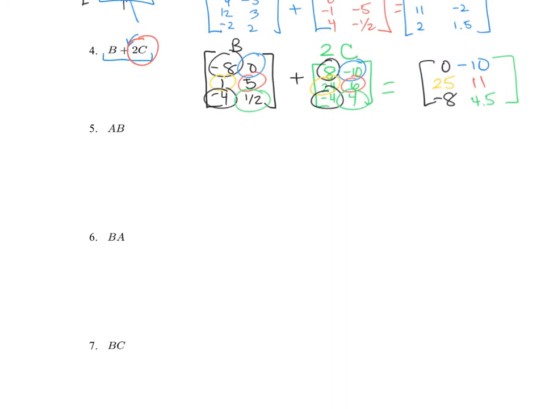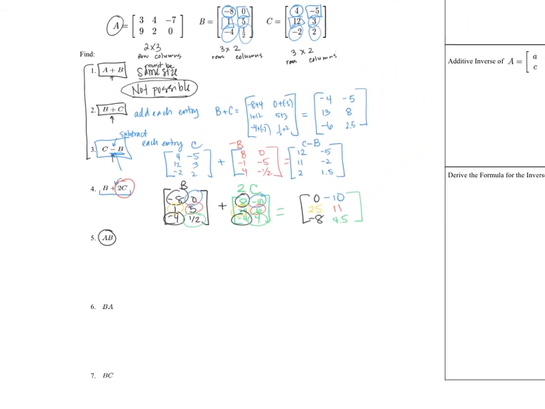Now multiplication is a little bit different, and it's good to keep in mind in your head that multiplication is a little weird. So in order to multiply A times B, it's not that they have to be the same size, but they have to have a little matchup going on. And what I mean is this.